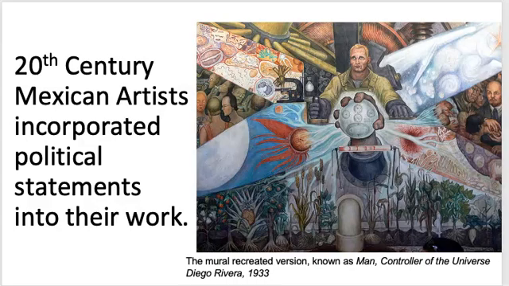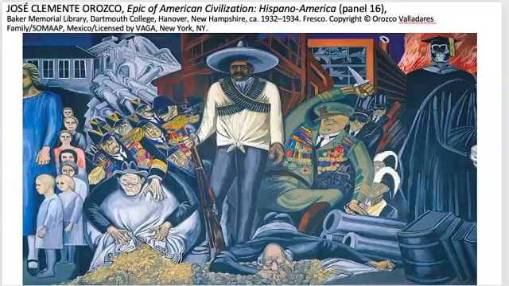This mural is a recreated version of the mural. If you saw the movie Frida, which hopefully you have, it's such a great movie. In the movie, Diego Rivera is painting this mural, Man, Controller of the Universe, in a building owned by Rockefeller, and he didn't agree with some of the politics that Diego Rivera was painting into it, and they had it removed. So this is a recreated version that is now in Mexico City.